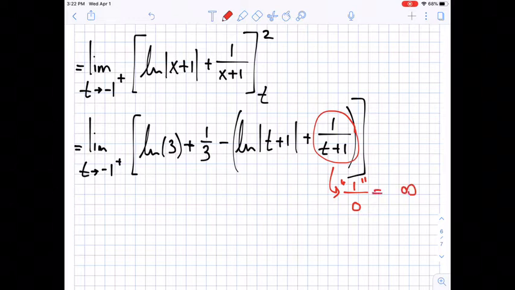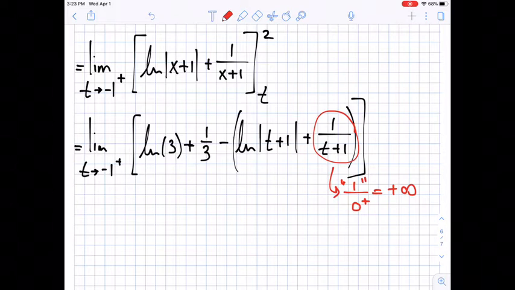Let's figure out which one it is. We do know that t is approaching -1 from the right, so it is a value that is just to the right of -1, just slightly larger than -1, which means that in our denominator, t plus 1 is going to be approaching 0 as a positive number. The numerator 1 here is already positive, so that term is going to approach positive infinity.